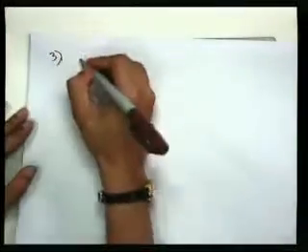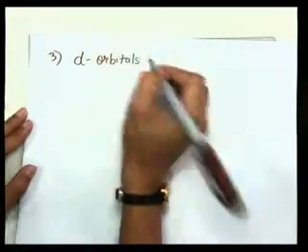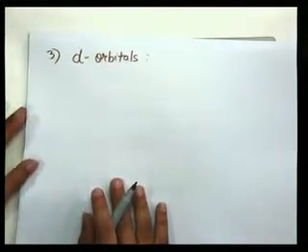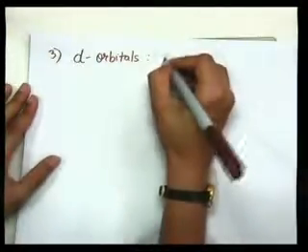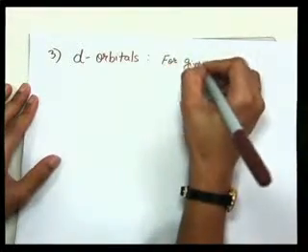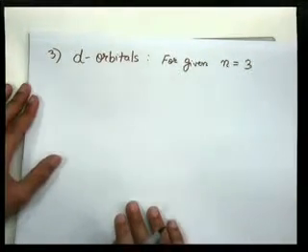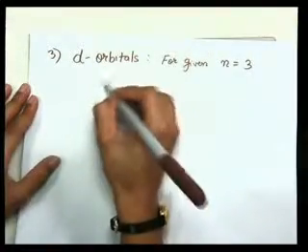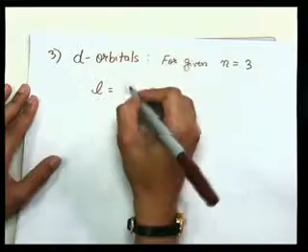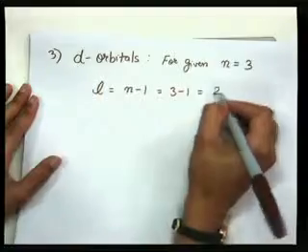Now we will move to the third part, that is third is d orbitals. Now similarly we will try to again calculate all the quantum numbers for your d orbital, that is for given n equal to 3, that is your principal quantum number for the d orbital is n equal to 3. So try to recall the formula, that is L was having the formula of n minus 1, that is 3 minus 1 equal to 2, right?